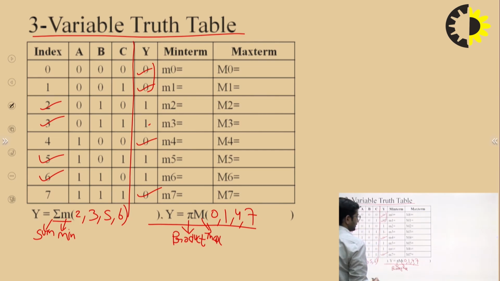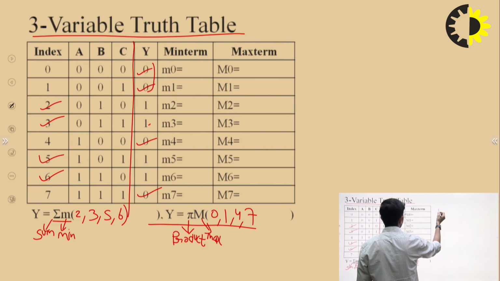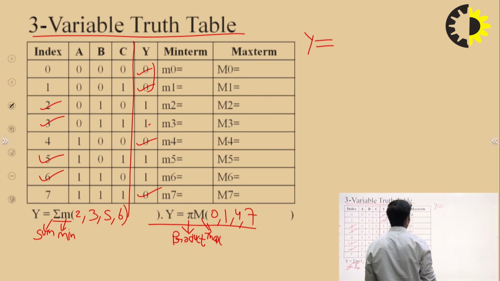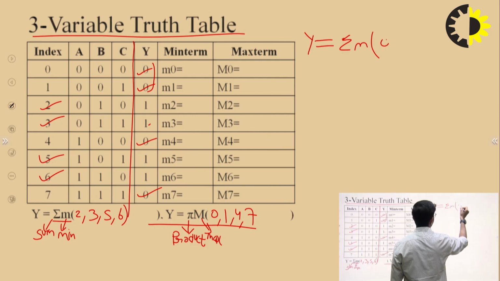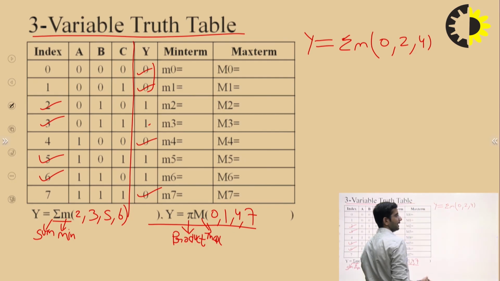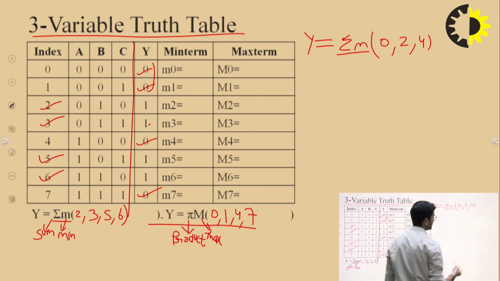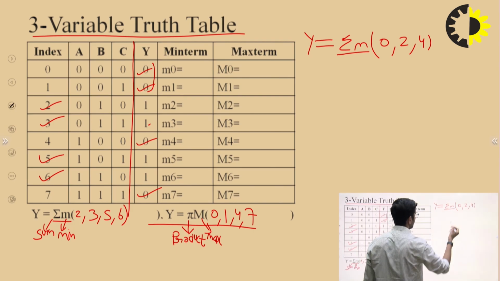So that's how we have to represent any function into a sum of product and product of sum. For example, let's say I have an expression Y equal to sigma m of 0, 2 and 4. How can we write 0, 2 and 4? Since this is a min term form, because this is a sigma and this is a small m, that means at 0, 2 and 4 the output will be 1.